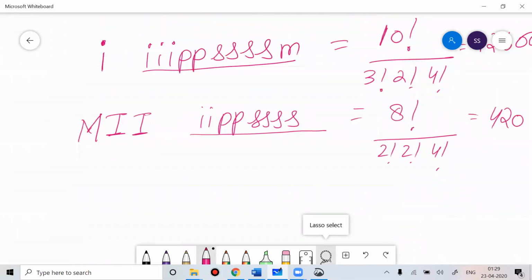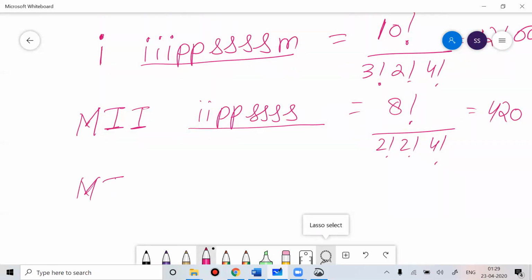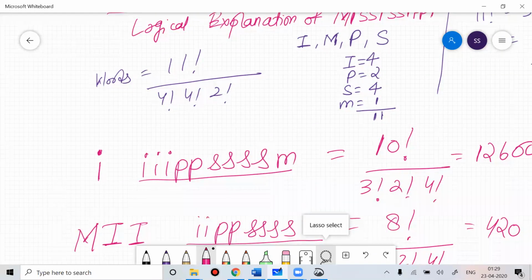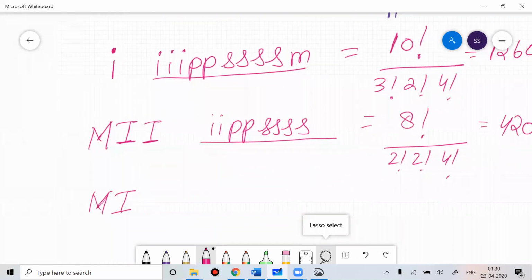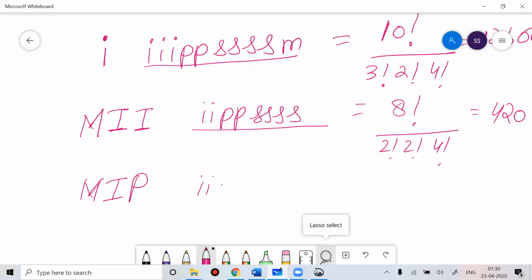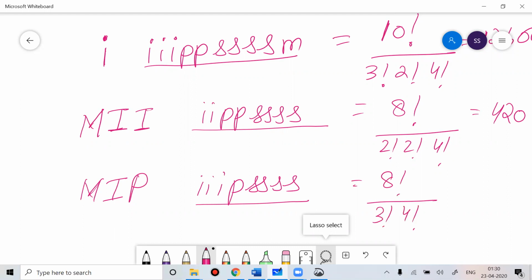Now you got MII. After I, what will come? After I, M will come, any M anyway, then P will come. MIP. So with MIP, how many words can you make? 3 I, then 1 P, and then 4 S. So this would be 8 factorial divided by 3 factorial, 4 factorial. You get 280.